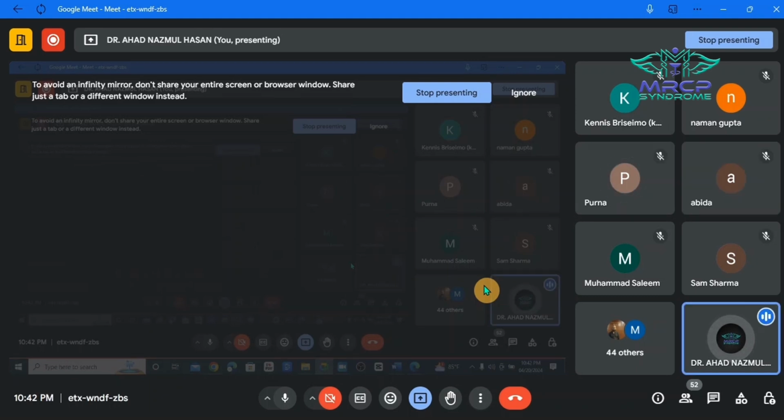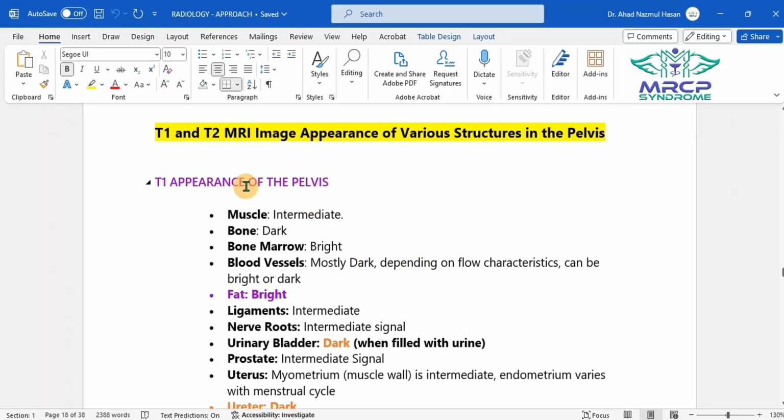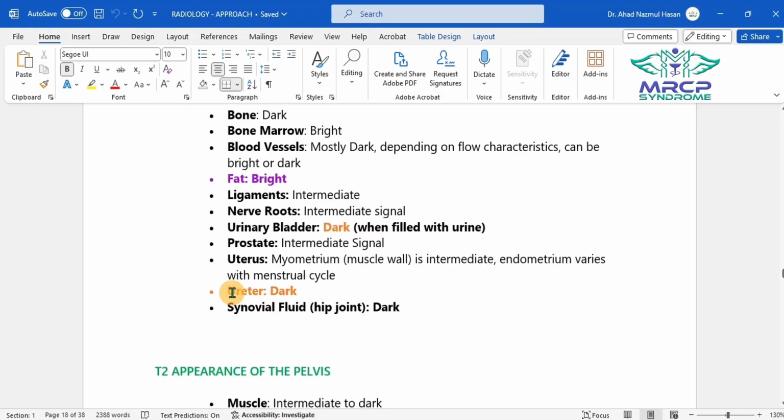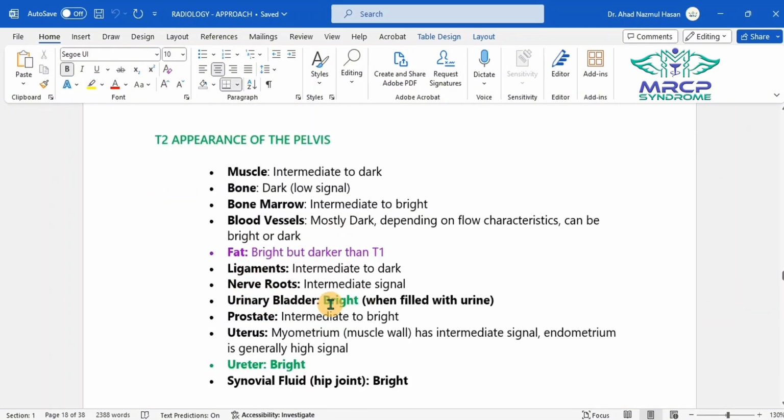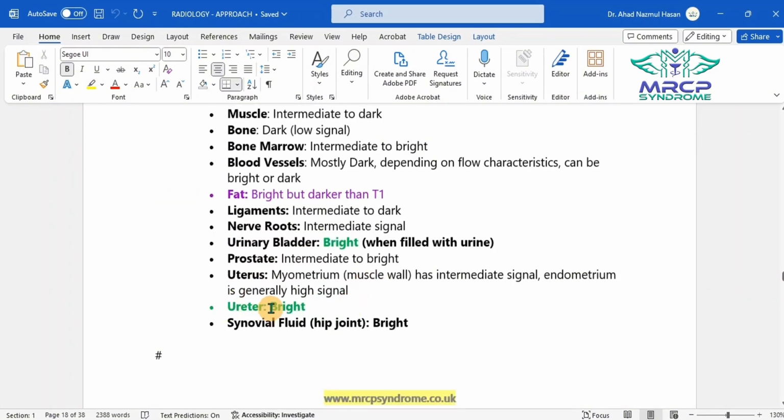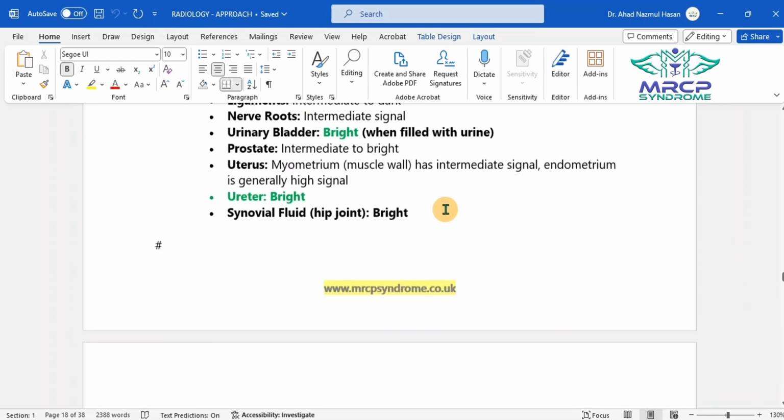Yes, very good. So we'll always remember with regard to the water or fluid type of components, they would be dark in T1, whether this is CSF or urine or synovial fluid. All types of fluid components would be hypointense in T1, and they would be bright or hyperintense in T2. So in T1, the fat would be bright. The ureter would be dark, containing the urine. The synovial fluid would be dark. The urinary bladder filled with urine will also be dark. And in T2, the urinary bladder containing fluid would be bright. The ureter containing urine would be bright, and synovial fluid will also be bright.